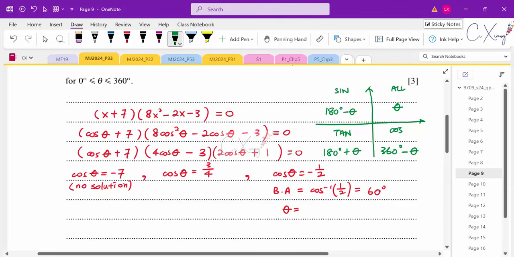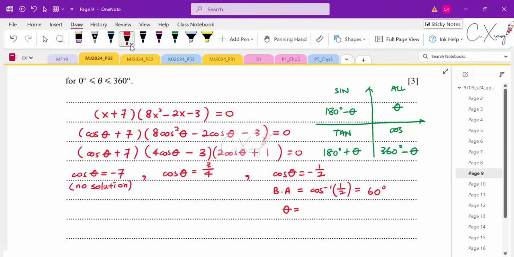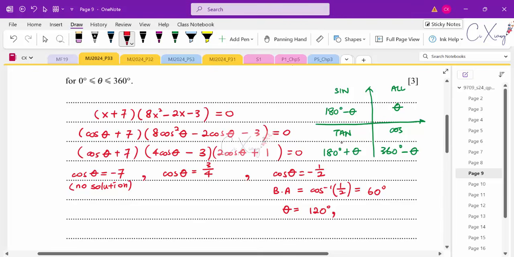Okay, so my basic angle here is 60. Looking for cos negative. So first quadrant, I don't want the answer. Second quadrant, I want the answer, so I take 180 minus 60. So 180 minus 60 means 120. Then third quadrant also cos is negative. So I want the answer from this part. 180 plus 60, you have 240. Then the fourth quadrant answer I don't consider, okay, because it is cos positive. I'm looking for cos negative.